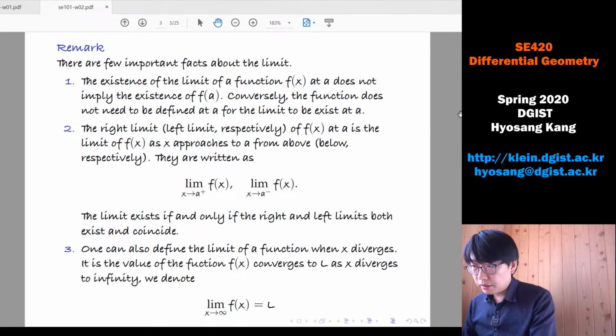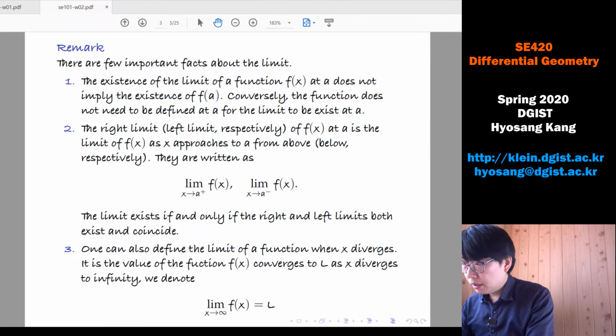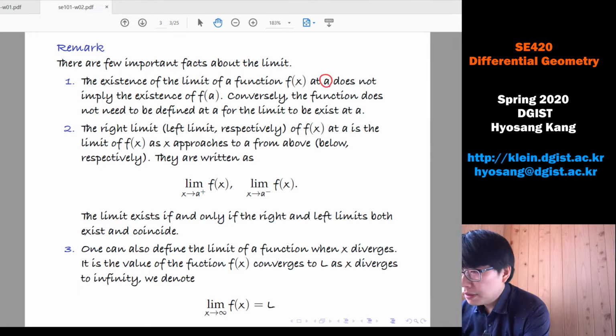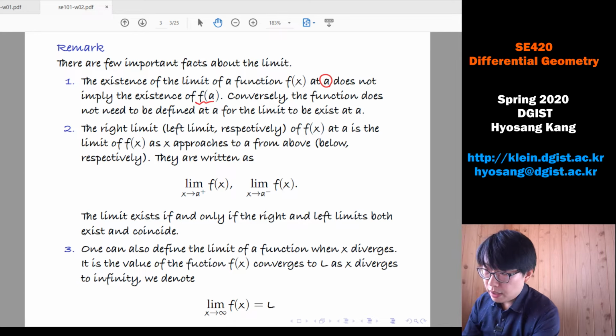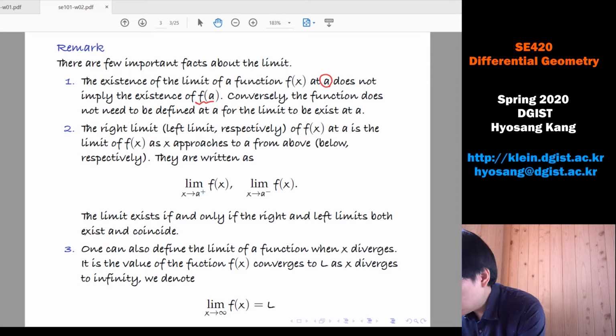Okay, so remarks. There are a few important facts about the limit. We're only talking about the limit here. Continuity is when you apply the value of the limit to the value of the function. So the existence of the limit of a function at a does not imply the existence of f(a). Having a limit at some point does not mean that the function is defined at that point. Conversely, the function does not need to be defined at a for the limit to exist at a.